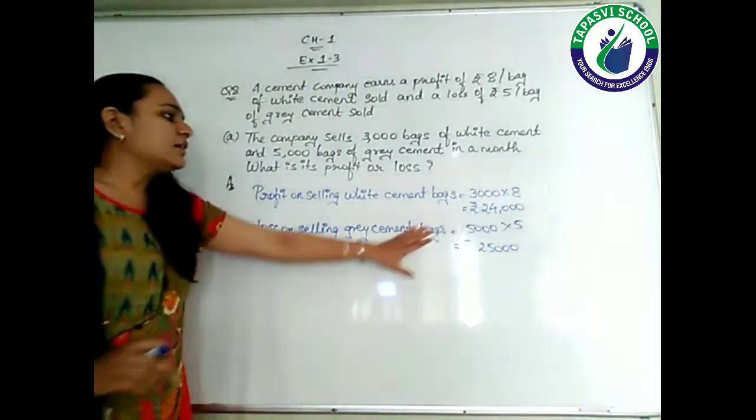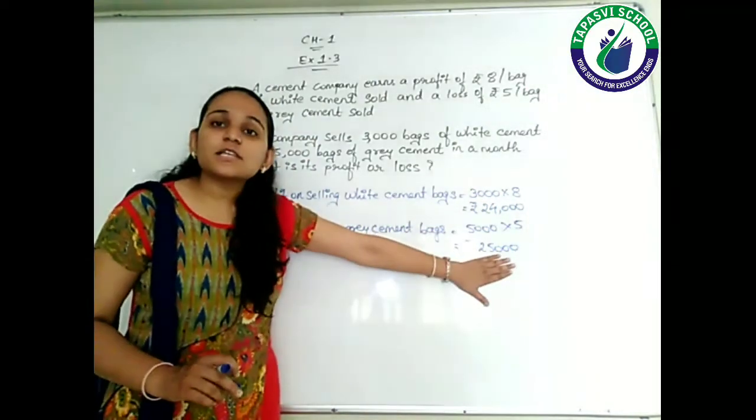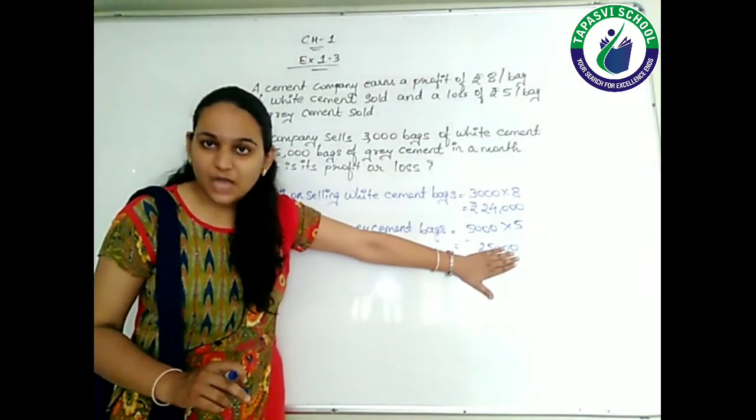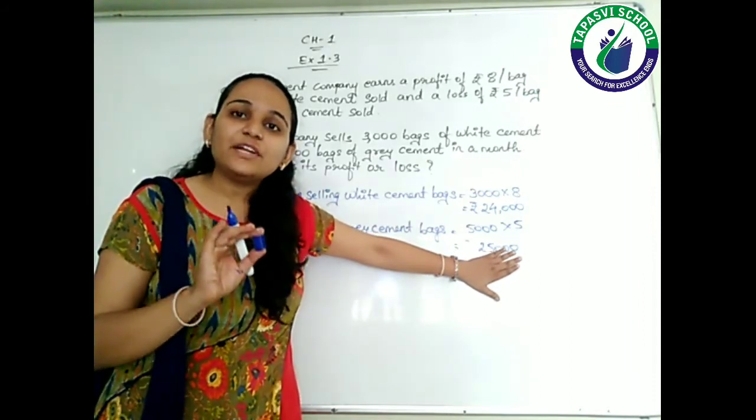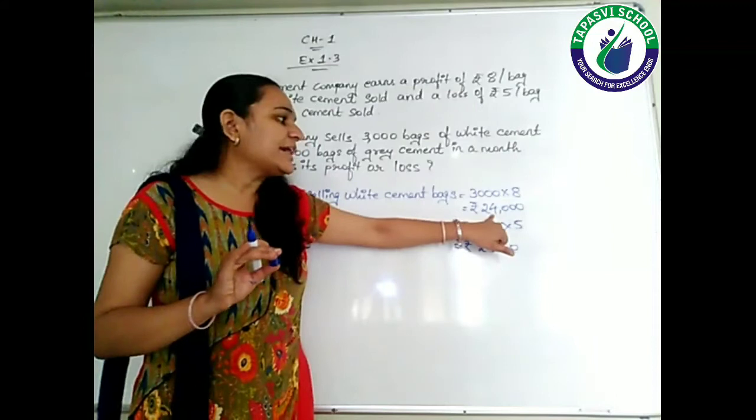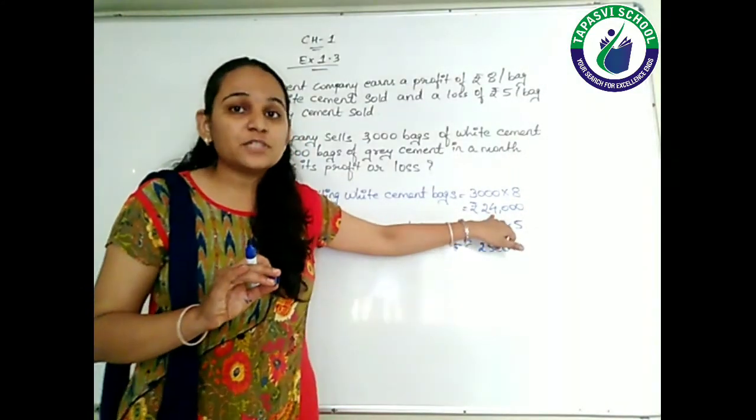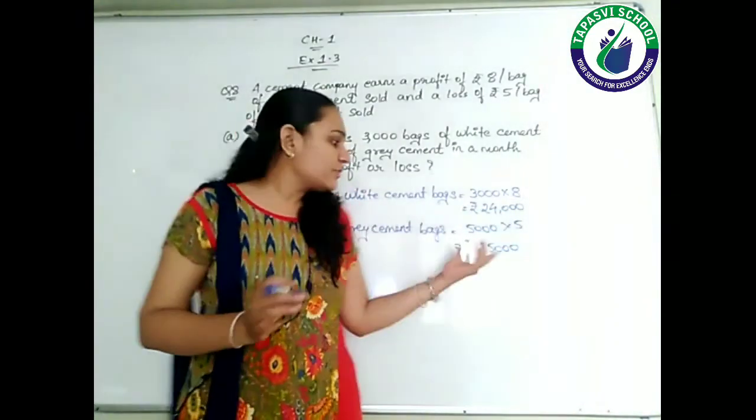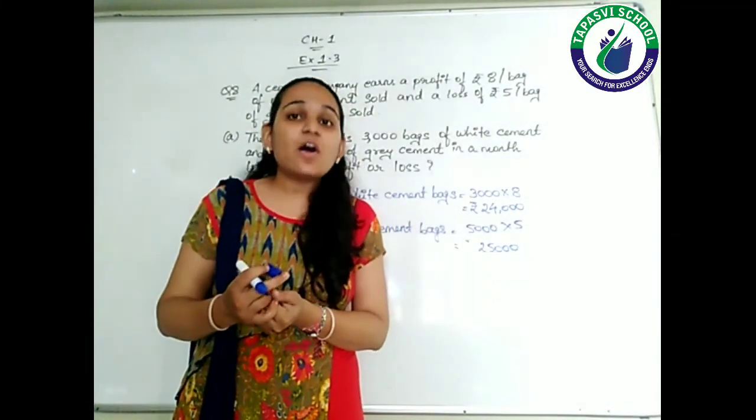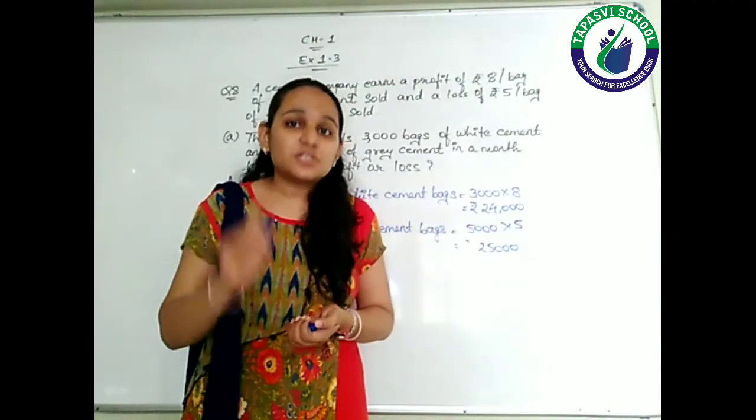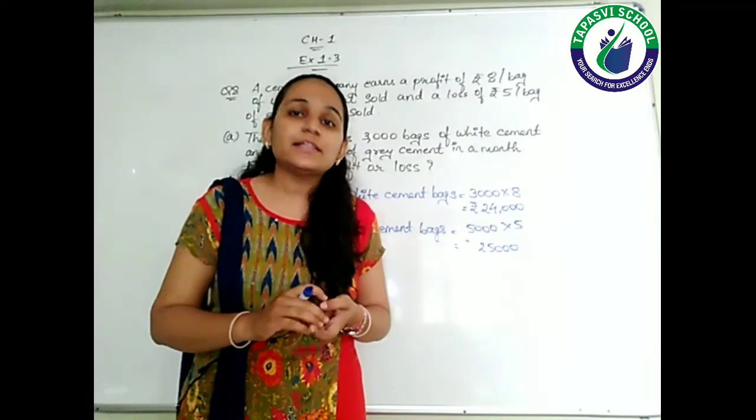Now see, overall loss the company is making of 25,000, right? Total loss is of 25,000. Now out of 25,000 the company has made a profit of 24,000, right? So out of 25,000, 24,000 has been recovered. Now how much is still pending? So still there is a loss of 1,000.